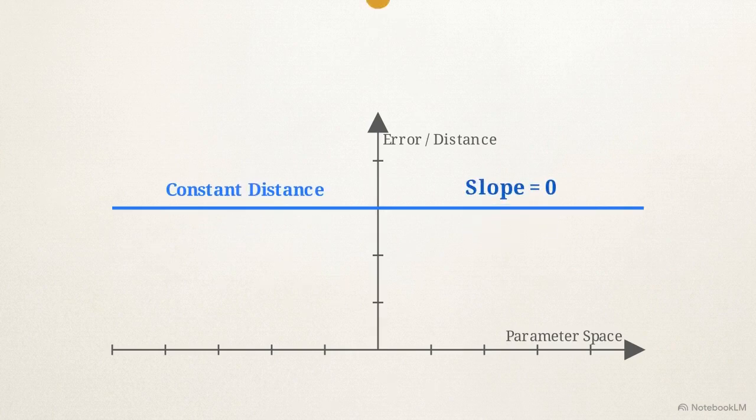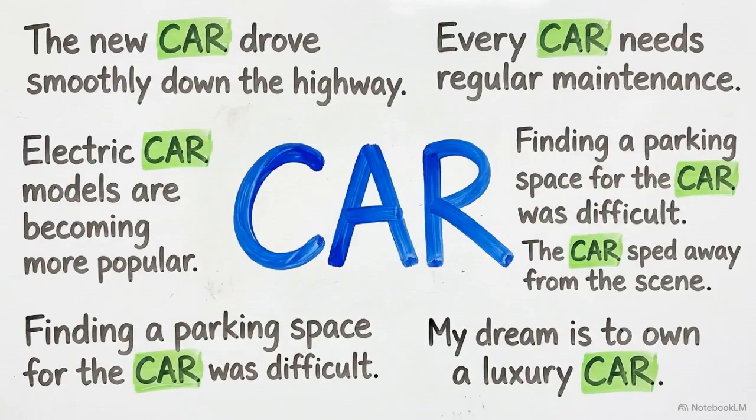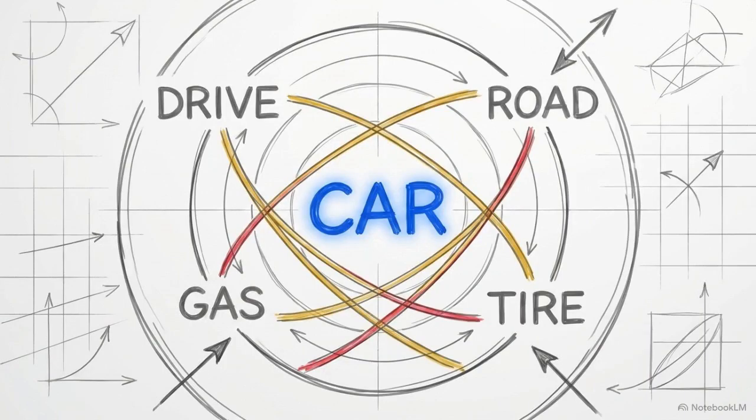When the distance between points is constant, the derivative of that distance is 0. This means optimization algorithms like gradient descent have no slope to follow. They cannot learn to move related words closer together. The solution is the distributional hypothesis.